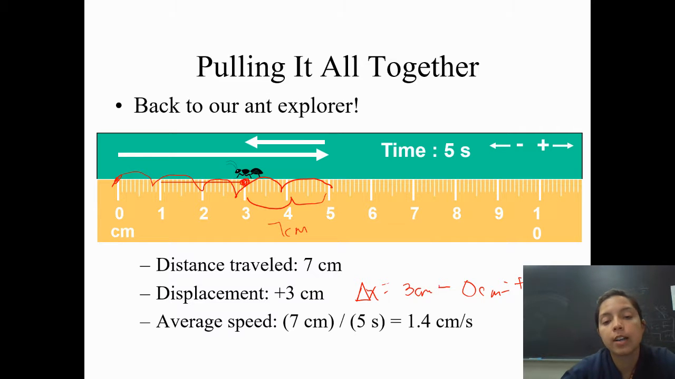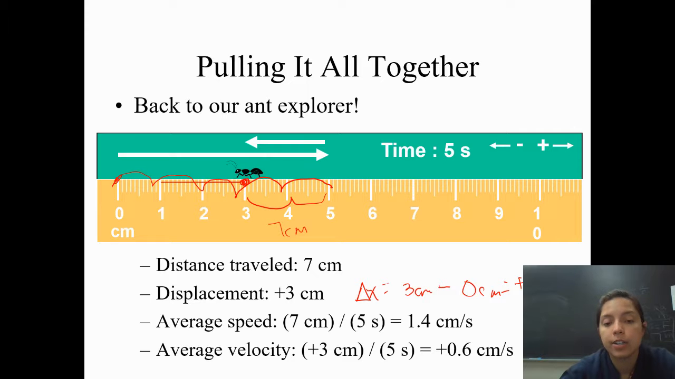Now, if you wanted to calculate velocity, you're going to do the displacement, which we already calculated, 3 centimeters divided by the 5 seconds, and that gives you positive 0.6 centimeters per second. So this is combining everything we've learned: the distance, the displacement, the average speed, and average velocity.